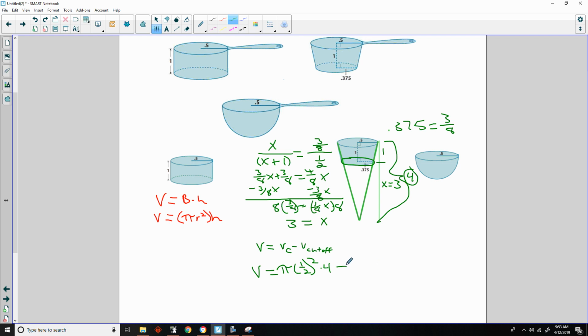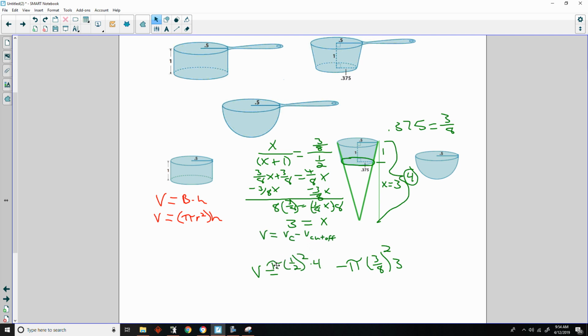Minus the part that was cut off, which is this down here, which is pi r. Okay, the radius of the little cone is 3/8 squared times the height, which is 3. Okay, that was probably the most difficult thing to do here. You had to remember this example from the prior lesson, I should say. I'm just moving all this stuff up a little bit. There we go. All right.